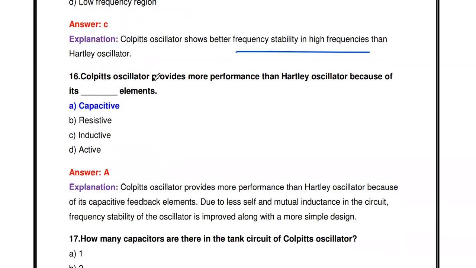Then the next one, Colpitts oscillator provides better performance than Hartley because of dash elements. Okay, why does Colpitts provide better performance than Hartley? Because of the capacitive elements C1 and C2.